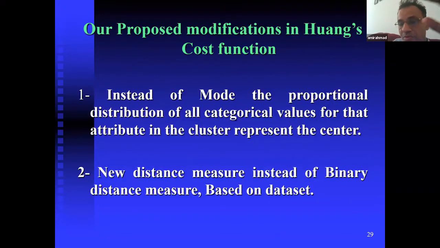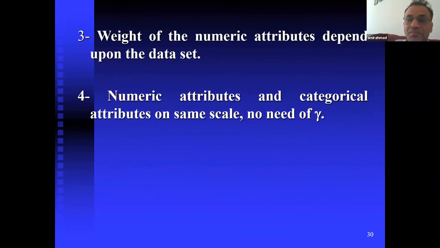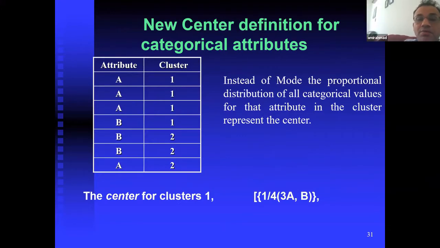I will come back to the slide again because I want to discuss it first, and then I want to go to the second one. Okay, now see this cluster one. In cluster one, there are 4 points, and just concentrate on those 4 points: 3 A and 1 B. If you see the mode-based approach, I will say A. For cluster 2, I will say B.